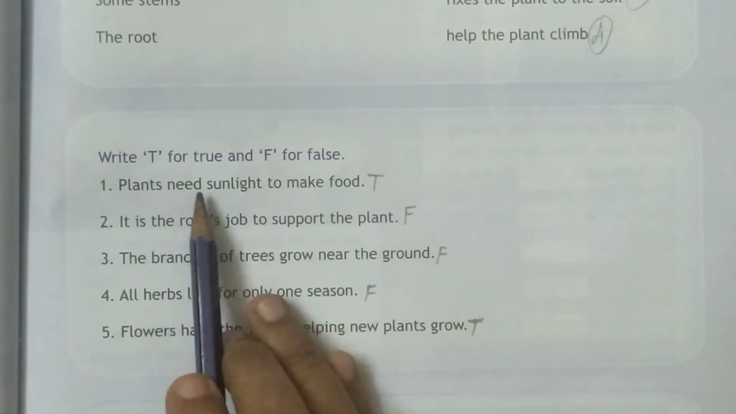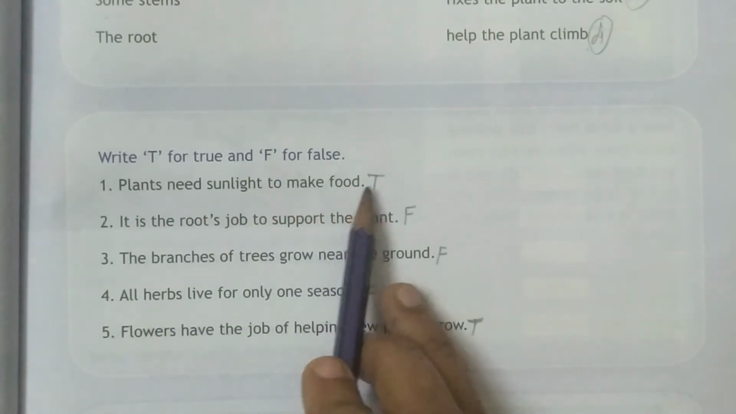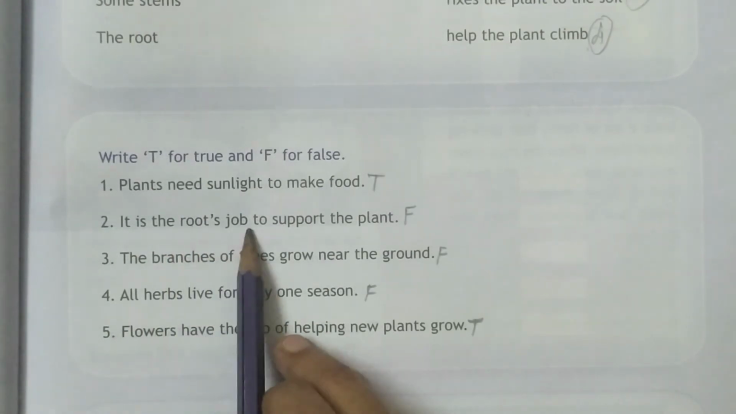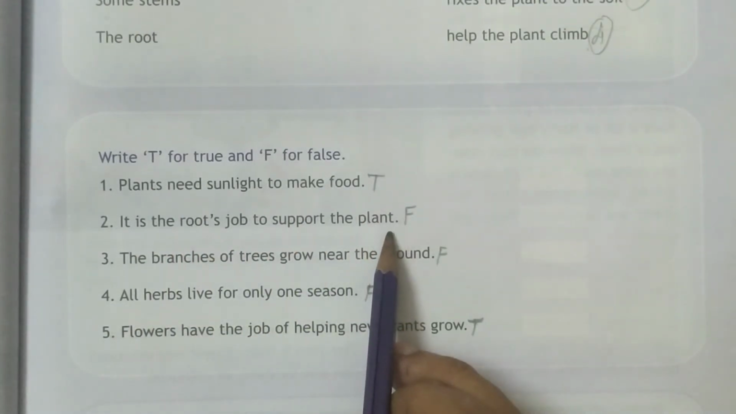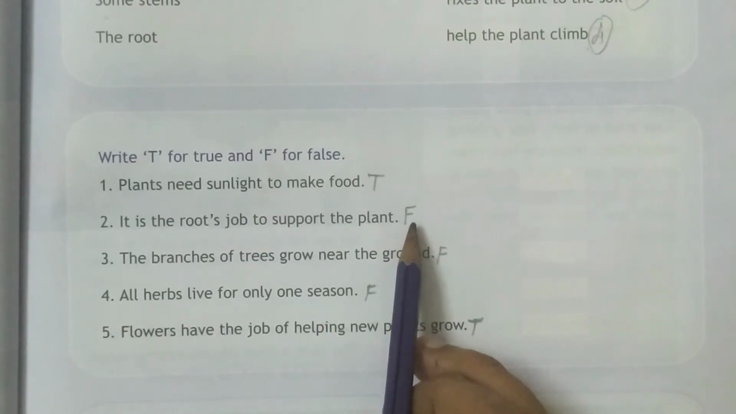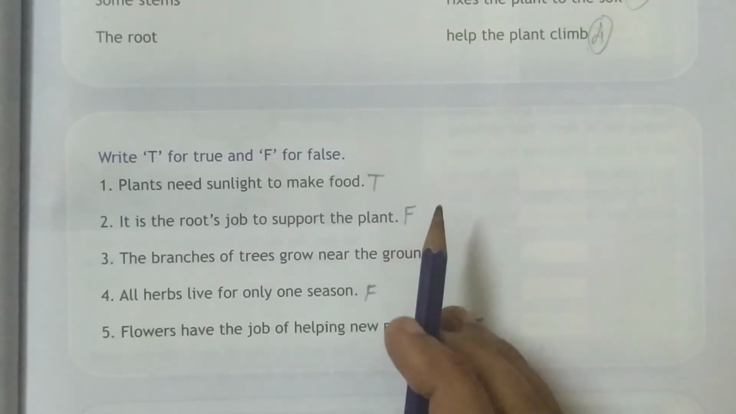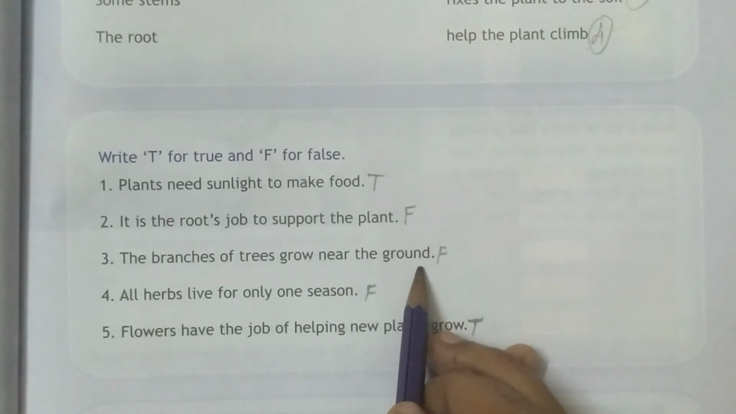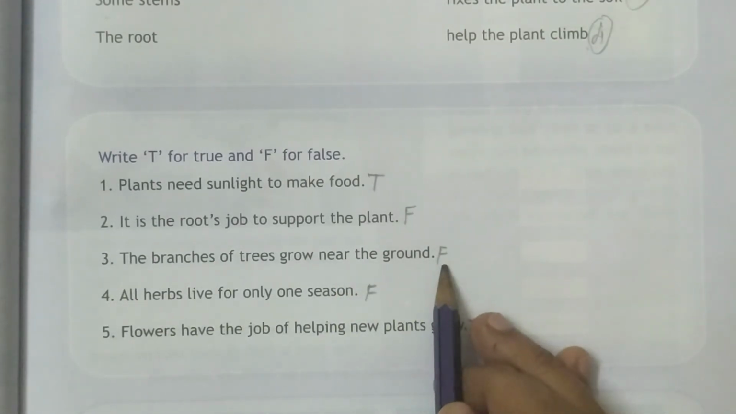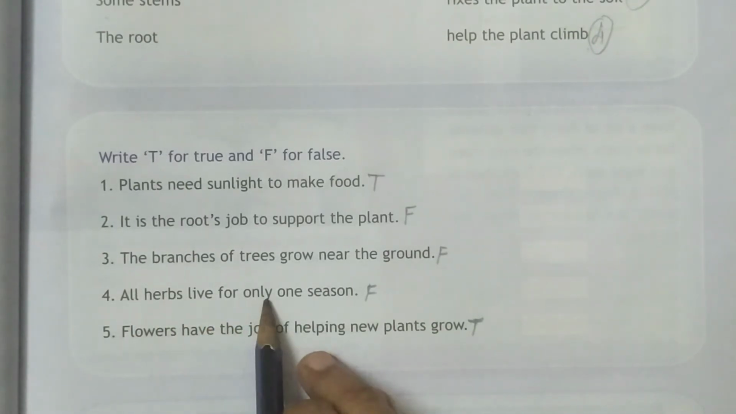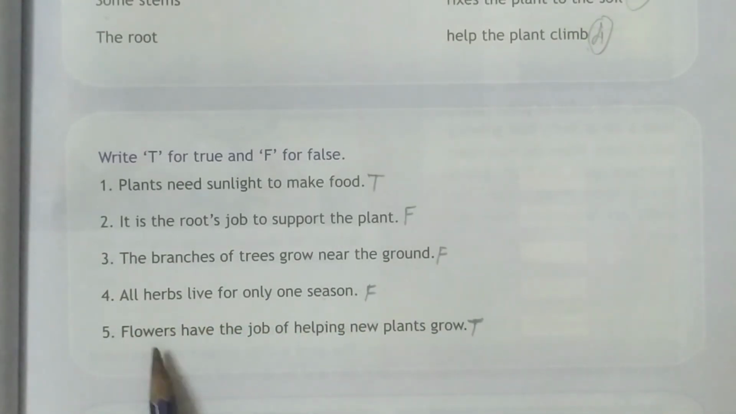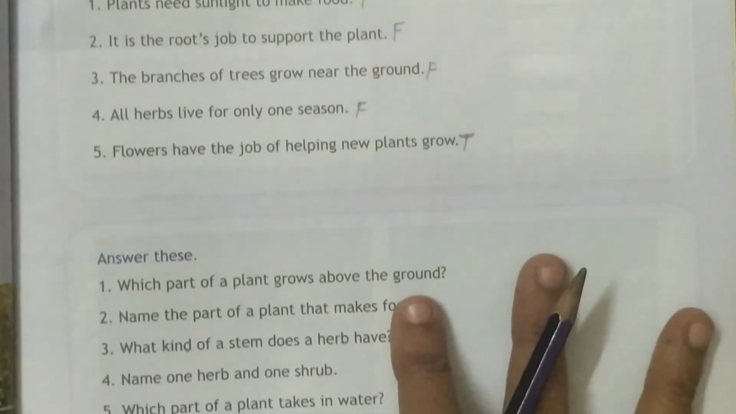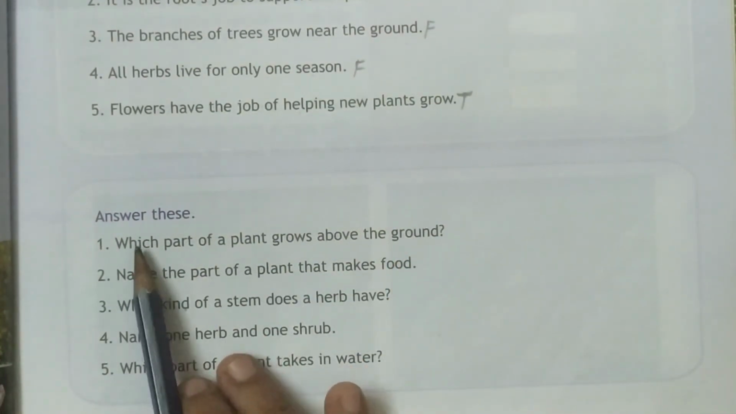A plant needs sunlight to make food. True or false? True. It is the root's job to support the plant. Is it the root's job to support the plant? No, false. The branches of trees grow near the ground. Do the branches grow near the ground? No, they are above, so this is false. All herbs live for only one season. This is false. Flowers have the job of helping new plants grow. True.